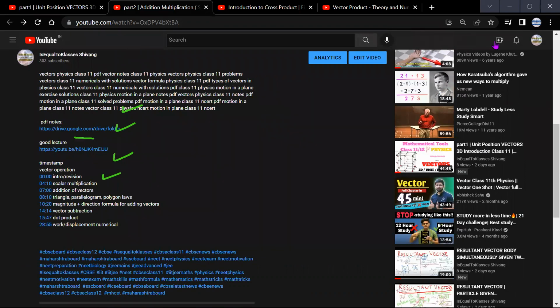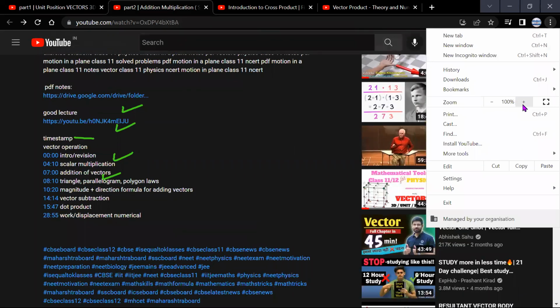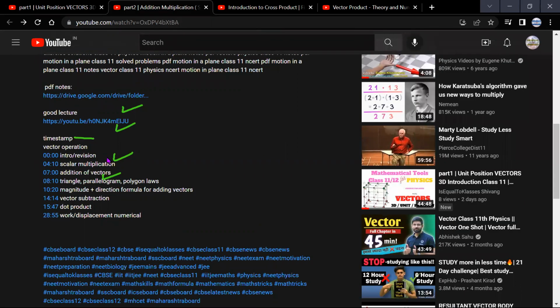This is what we did in part two of vectors. Basically, we understood how to add and subtract vectors. We understood the triangle, parallelogram, and polygon laws. We understood that multiplication in vectors can be of two types: scalar multiplication and vector multiplication. We understood the concept of dot product. Then we did a numerical for calculating work also. Any doubt in lecture 1 or lecture 2?